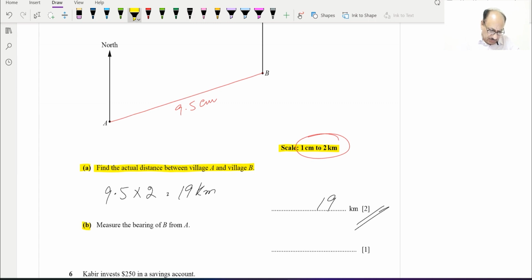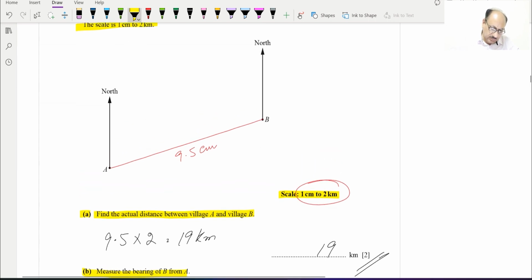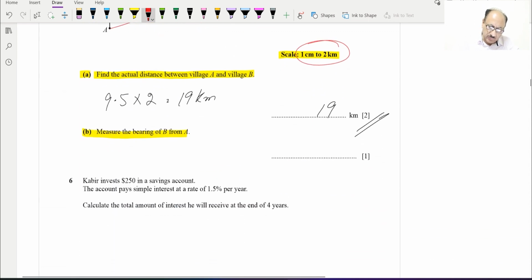Then B part says measure the bearing of B from A. Bearing of B from A will be this angle, B from A, and if we use the protractor, this will be 72 degrees, so we can write 072 degrees, and our answer will be over here, 072. We are writing 72 as 072 because bearing is always a 3-digit angle, so a leading 0.